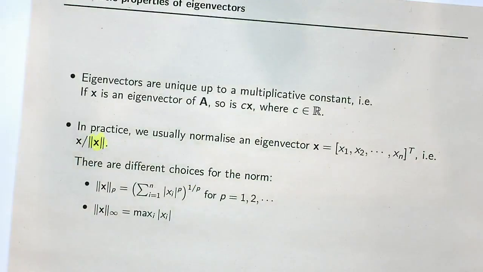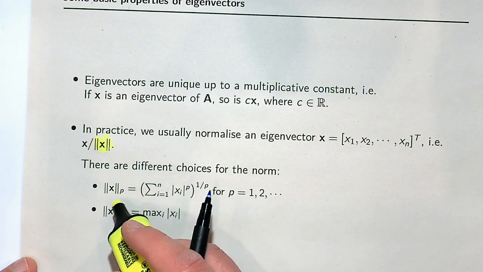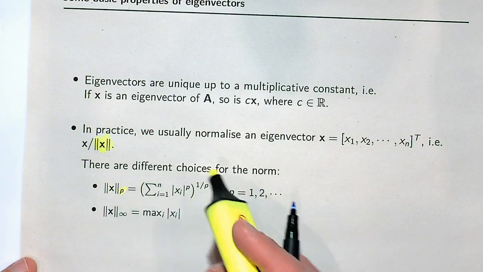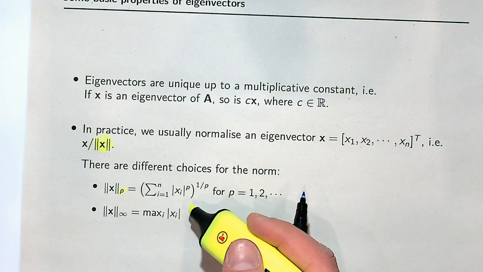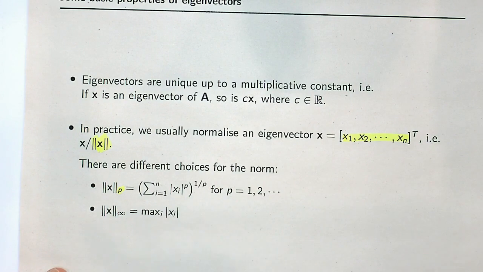Somehow it can be the magnitude of the vector. But we can have different definitions for the norm, and one has to be very specific about which definition is used. I have given two general definitions on how to calculate this norm. One is the Lp norm here, where p is a positive integer, 1, 2, and so on. We just find the absolute value of each component of x to the power p, then sum them up, and find the pth root of that value.